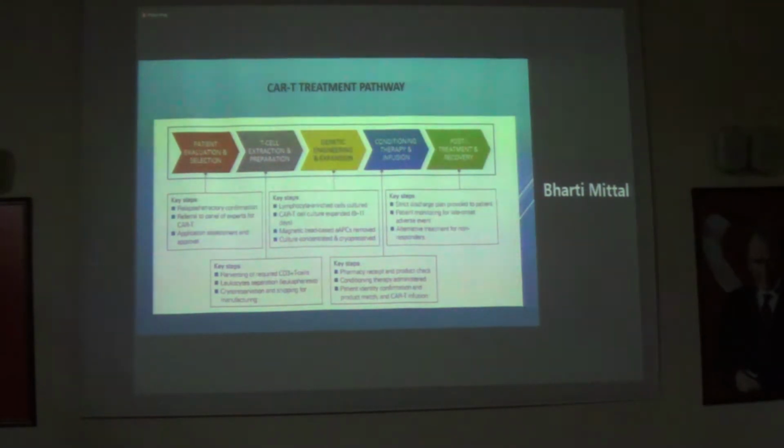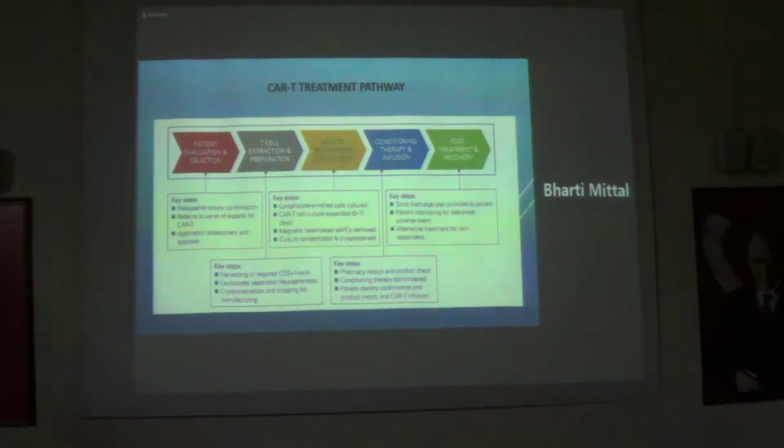The second is the T-cell extraction. Once we select, yes, the patient is eligible to receive the CAR T therapy, then we have a lab process and a clinic process, and under that, the first step is the harvesting of the T-cells.